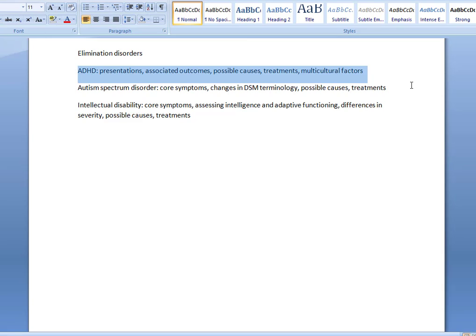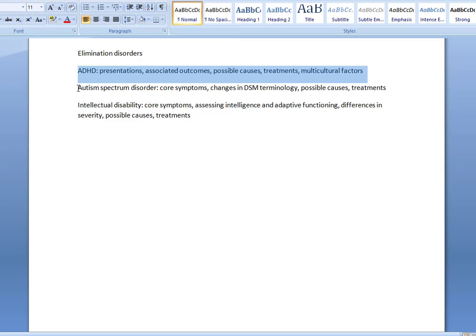A lot of really positive reinforcement for appropriate on-task behavior would be helpful as well. As far as multicultural factors go, we talked about how children of minority groups might be less likely to receive the assessment that they need if an individual does have ADHD, and then also maybe less likely to receive appropriate treatment, and that's often linked to financial issues in school districts.